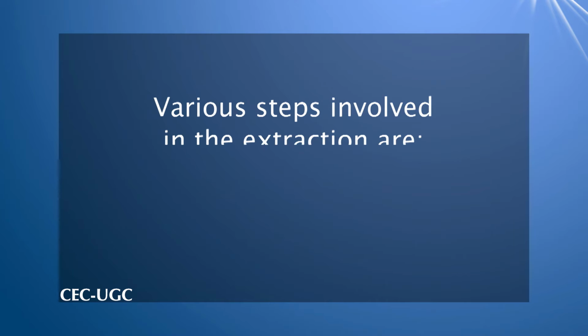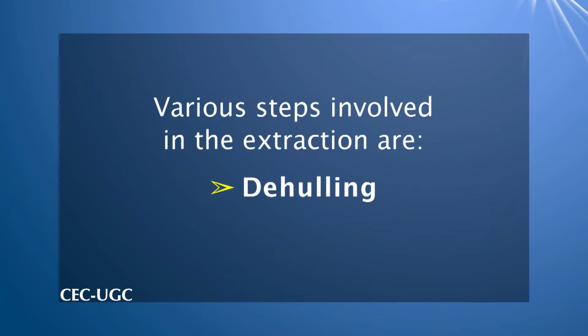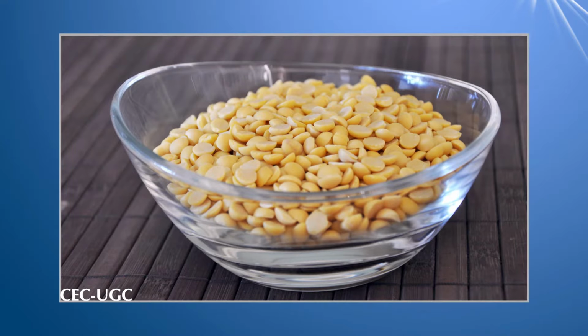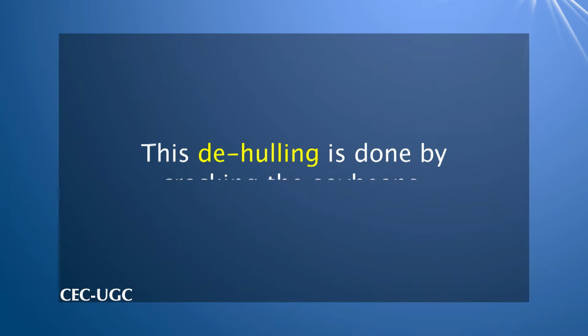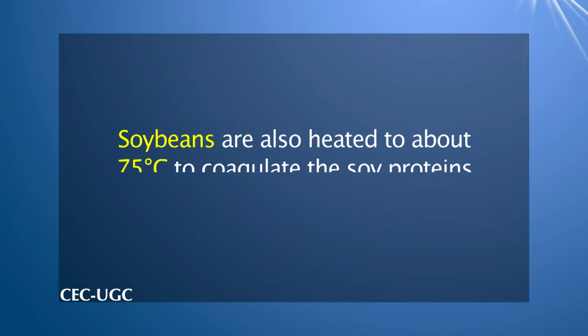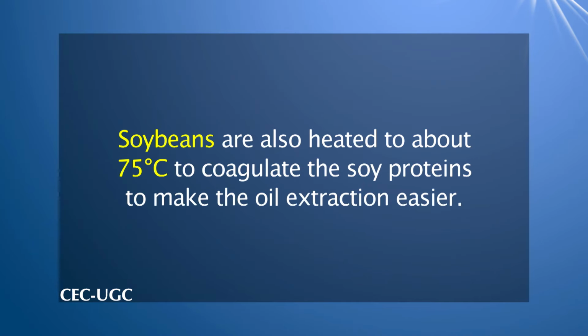The various steps involved in the extraction are: Number 1. Dehulling. The soybeans are first cleaned, dried and dehulled prior to oil extraction. The soybean hulls need to be removed because they absorb oil and give a lower yield. This dehulling is done by cracking the soybeans. Magnets are used to separate any iron from the soybeans. Soybeans are also heated to about 75 degrees Celsius to coagulate the soy proteins to make the oil extraction easier.